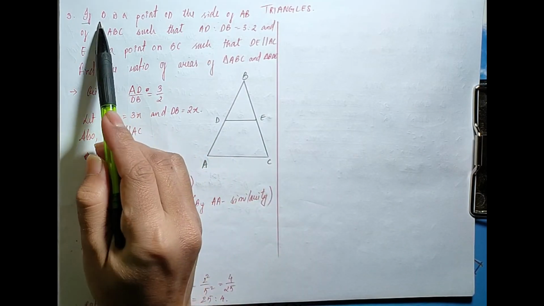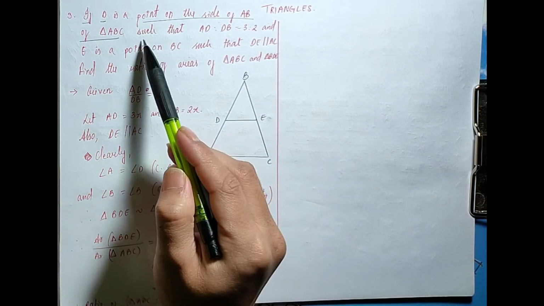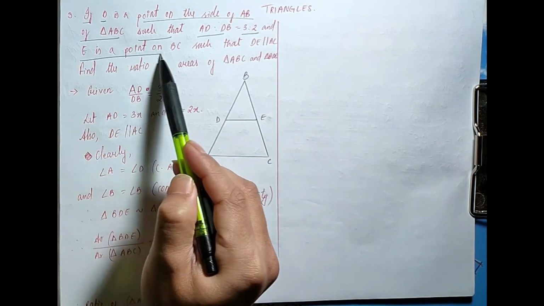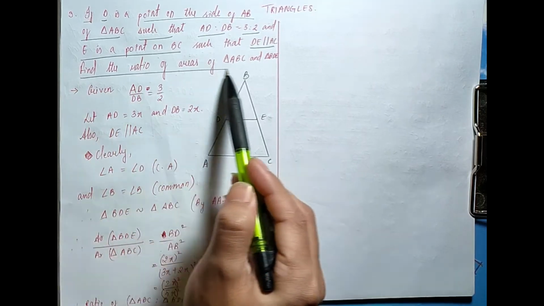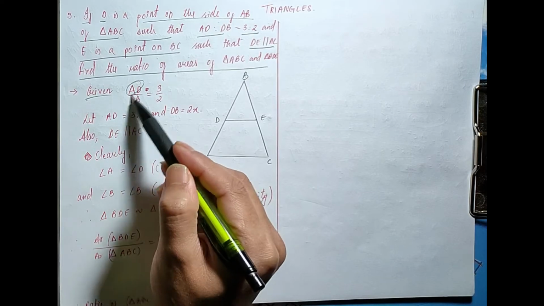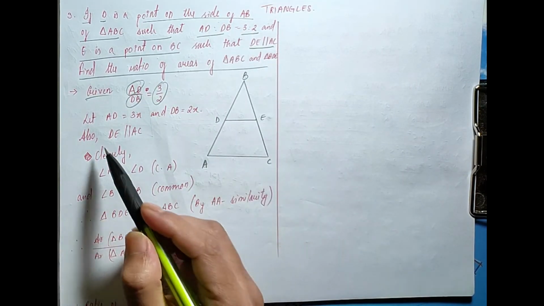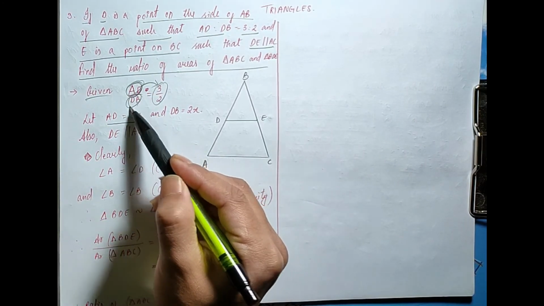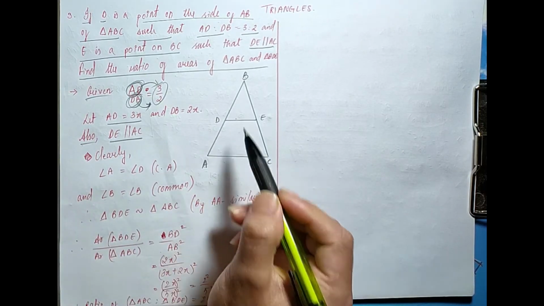If D is a midpoint on the side AB of triangle ABC such that AD to DB is equal to 3:2, and E is the point on BC such that DE is parallel to AC, find the ratio of the areas of these two triangles. Okay, so given that AD by DB is equal to 3/2, that is what it is given, right? The ratio. So what we do, we take AD to be 3x and DB to be 2x. Also these two are parallel, that is also given.